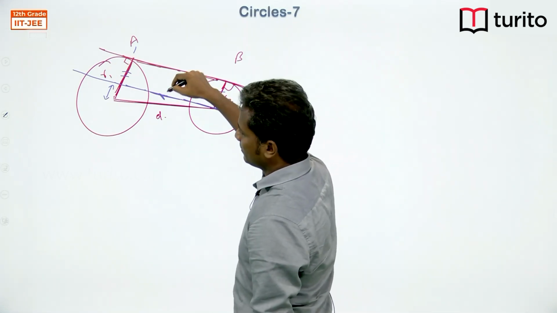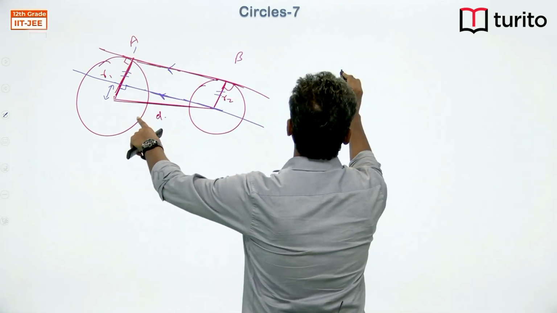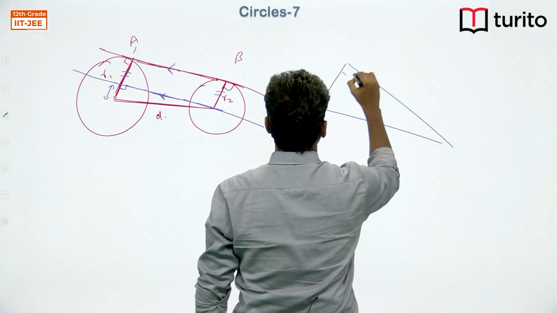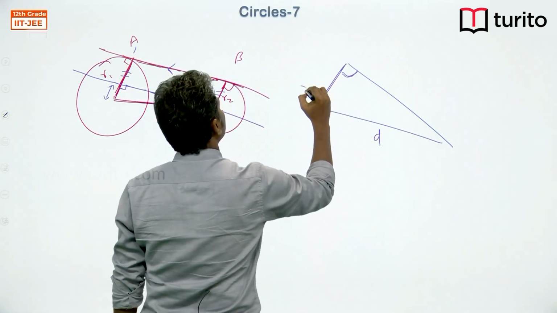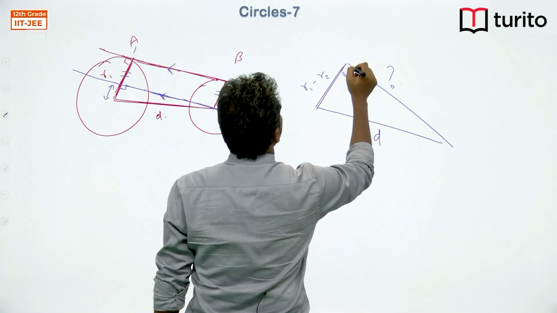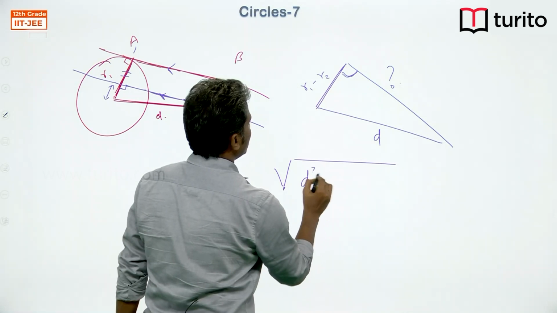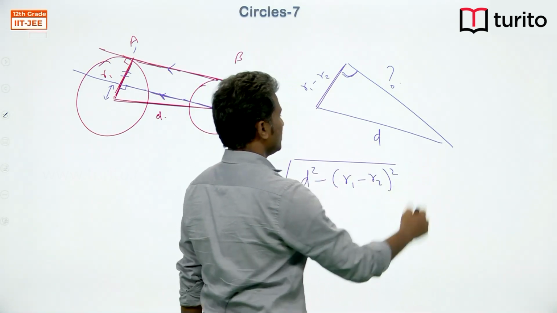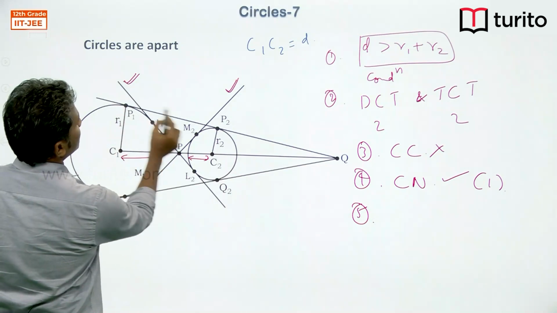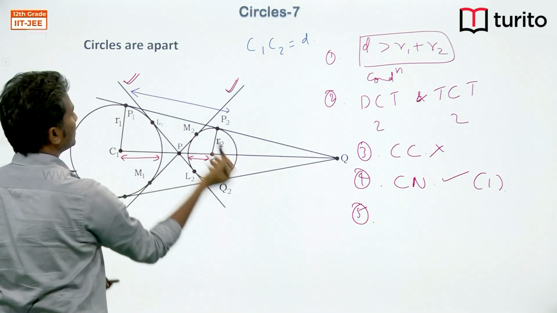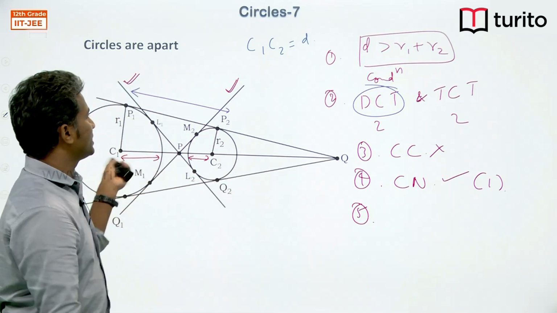Because these two are parallel, if the angle at A is 90, this angle also will be 90. So we can take that diagram separately like this. This is 90 degrees and this length is D. This length is R1 minus R2, and I am interested in this, which is the length of the tangent. So using Pythagoras theorem, I can get this length as root of D square minus (R1 minus R2) whole square. So this way I can find the length of the tangent. Here I basically got this distance between P1 and P2. So I have found the length of direct common tangents using basic geometry.